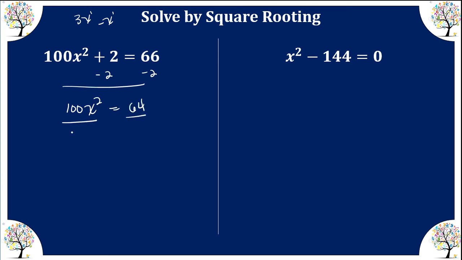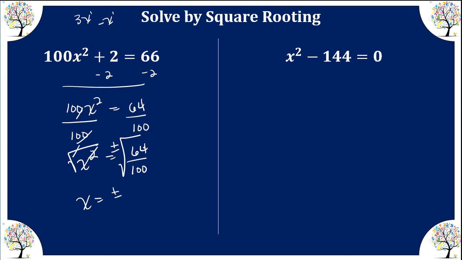Then we are going to divide each side by 100. So we have x squared equals 64 over 100. And now we are going to undo the squaring by taking the square root, plus or minus. And we have x equals plus or minus. So 8 is going to be the square root of 64. 10 is the square root of 100. And then we can simplify this by a factor of 2 and have 4/5. So if we list these with curly brackets, negative 4/5 is one root and positive 4/5 is the other.